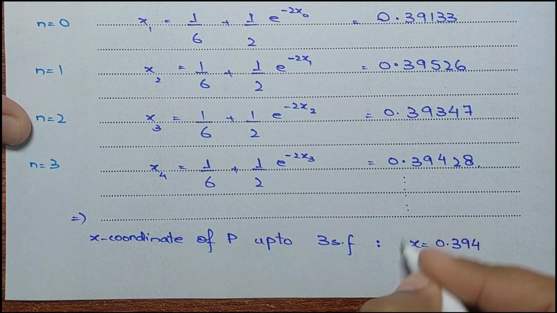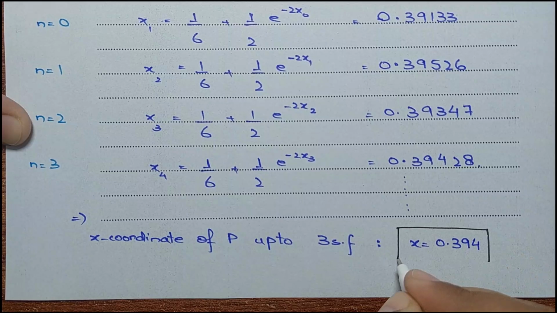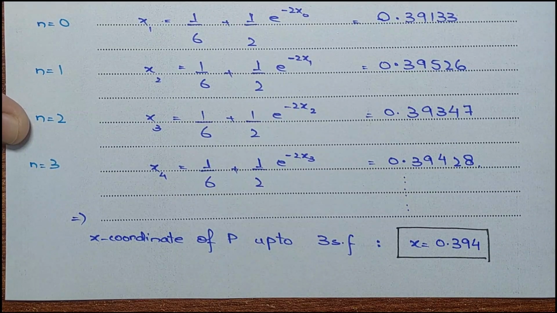0.9394. This is the x coordinate for p up to three significant figures.